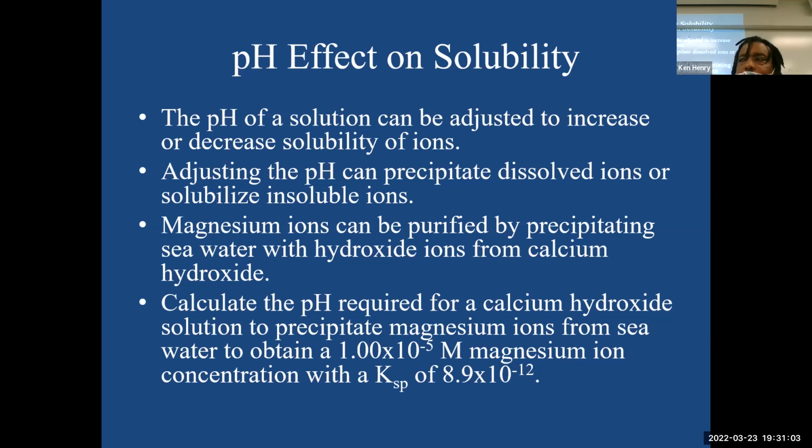to obtain a 1.00 × 10⁻⁵ molarity of the magnesium ion concentration, with a KSP of 8.9 × 10⁻¹². Purified by precipitating seawater.